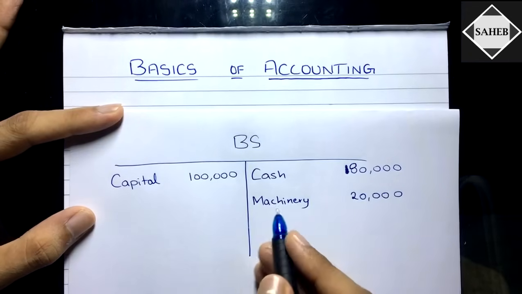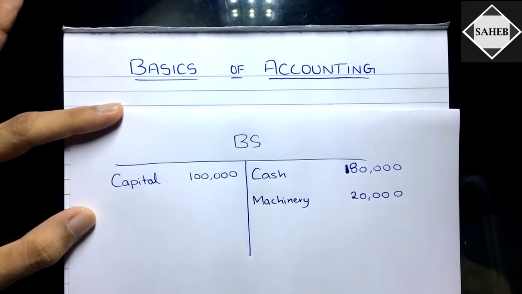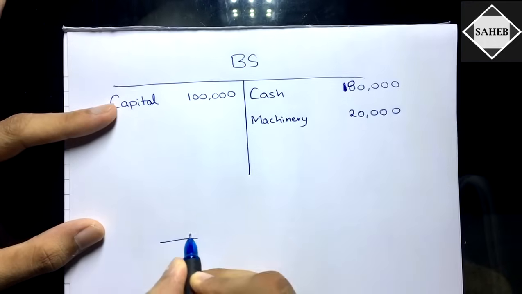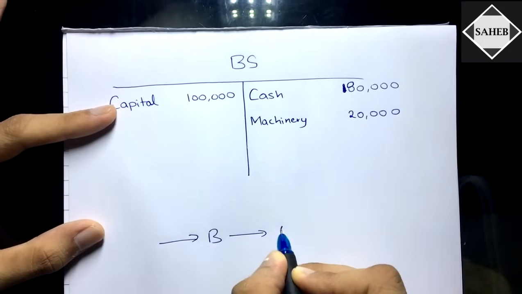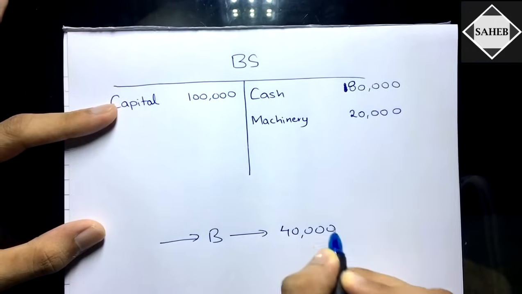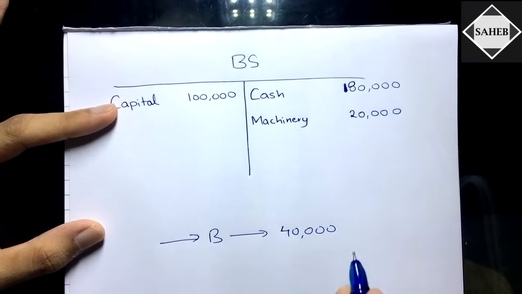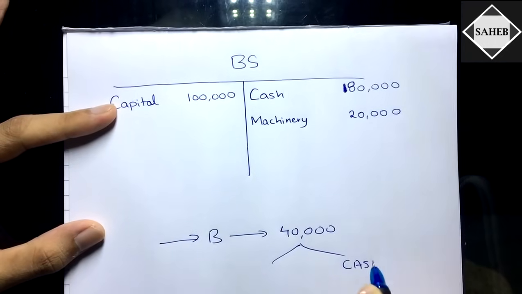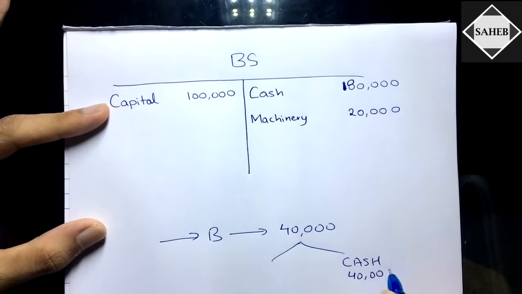Then let's say you wanted to invest in a huge project, so you needed more money, right? So what you did was you went to a bank and you got a loan of 40,000. Now what will happen when the loan is sanctioned? Immediately two things will happen. One thing is you will get the cash, 40,000 cash you got.